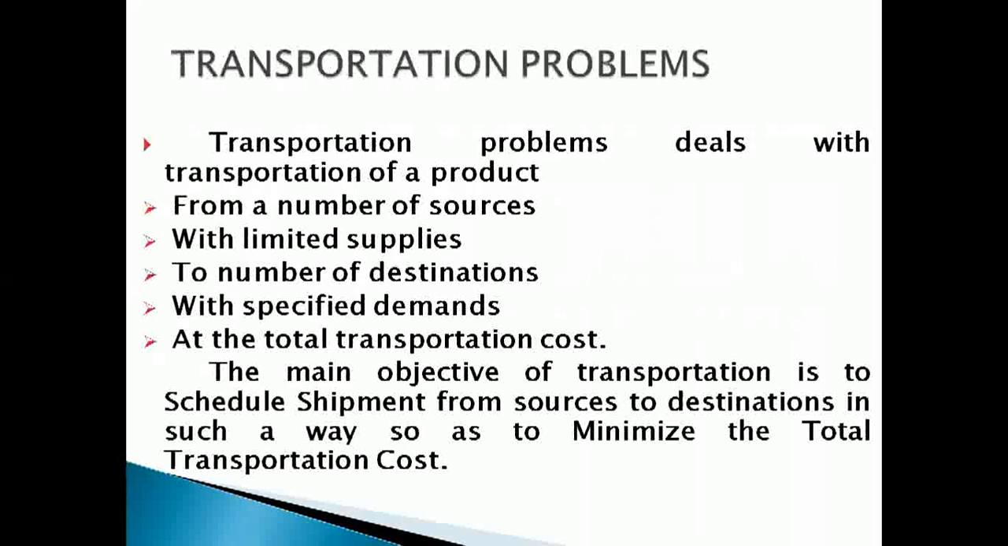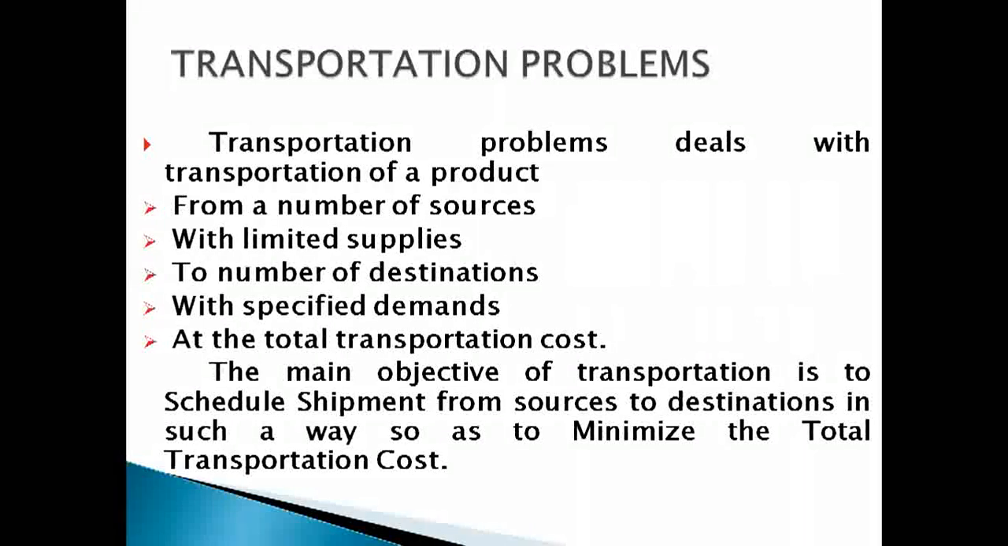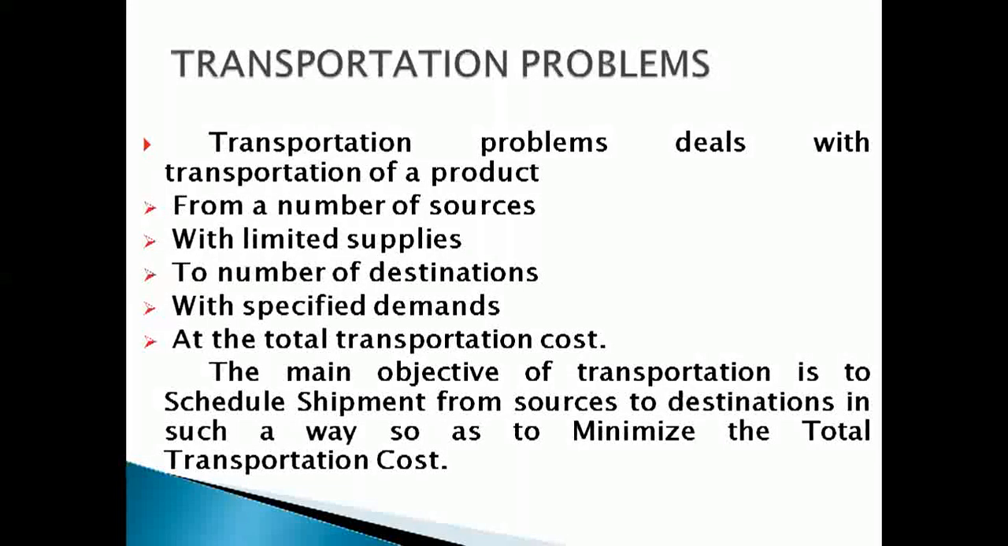Next, the transportation problems. We will look at the types of problems one by one. That is, from a number of sources. Here there is only one transportation unit, but it should collect the goods from n number of sources, with limited supplies, and deliver to a number of destinations. That one unit or wagon has to be moved to different destinations, with specified demands.